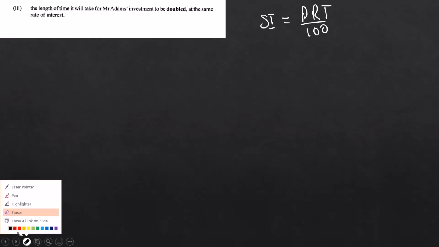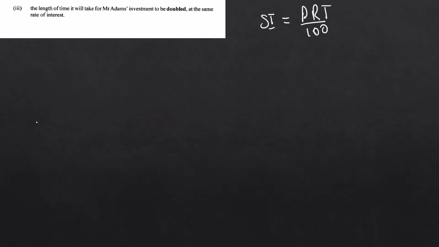So we understand what interest means. We understand the concept of simple interest. We know the formula. So the first thing we do is a simple interest problem. So always have the formula right there, waiting to be used. You can actually grab a mark just by putting this down. It tells the marker that you know the concept at least.